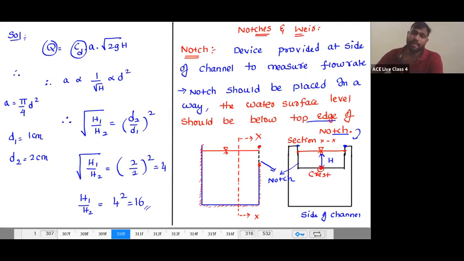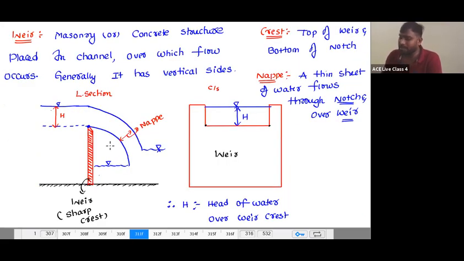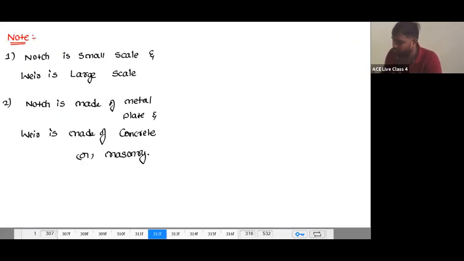Not much difference. In the case of the notch, we keep it at the top, and this is a weir. Weir is nothing but a masonry wall or a concrete structure or wall, placed in the channel. Generally it is going to be a vertical shape. Now, classification of the weirs, you see.